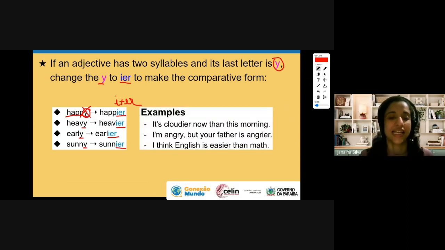Here, it's cloudier now than this morning. Cloudier. I'm angry, but your father is angrier. I think English is easier than math.